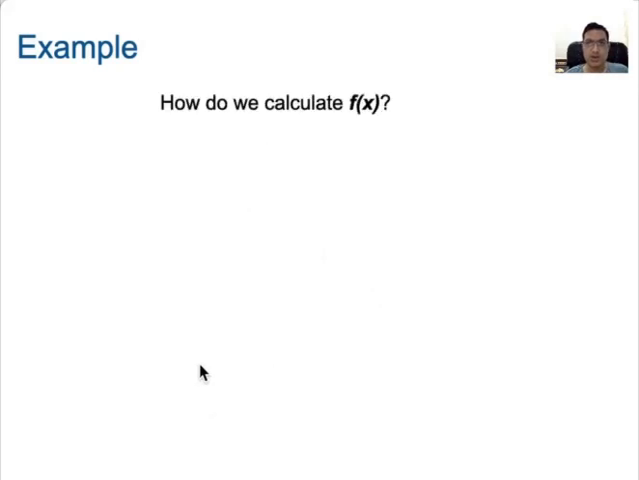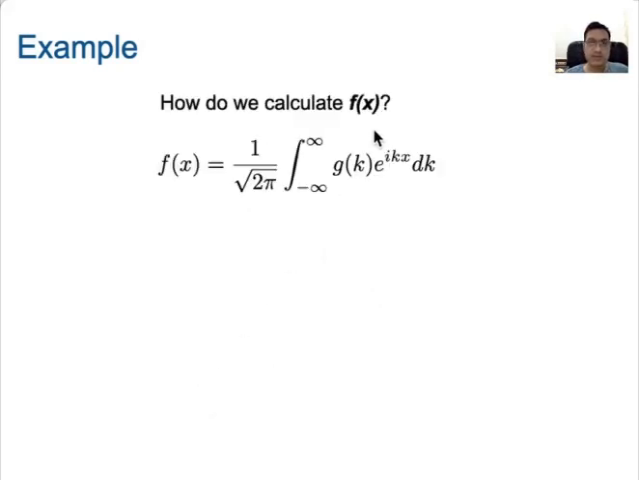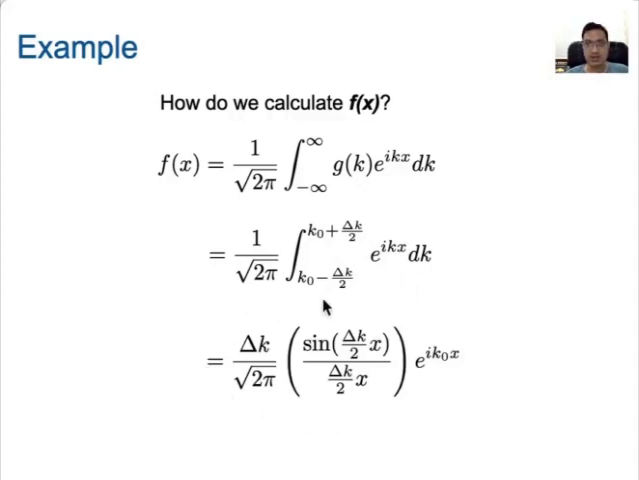Okay, now let's estimate what f of x is. This is the expression that we have learned, that f of x is related to g of k. Of course g of k is non-zero in a given interval, so the limits will be replaced from minus infinity to plus infinity by k0 minus delta k by 2 to k0 plus delta k by 2, and then g of k becomes 1. Now you could perform this integral by yourself. It is pretty trivial, and this is the resultant that you are going to get. That step you can verify by yourself.